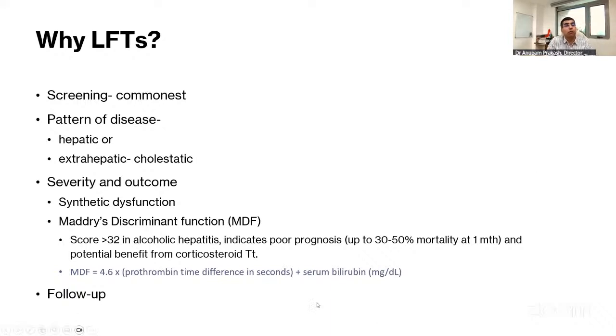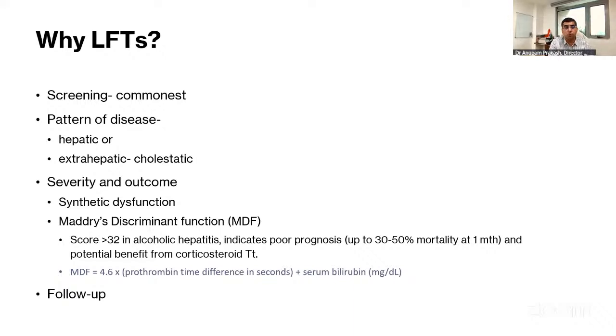The other thing, when you think that LFT should be ordered, is when you want to assess the severity or try to prognosticate the patient, so the outcome of the disease. Some things I have just written: the synthetic dysfunction and the Maddrey's discriminant function. When we talk of outcome, we all understand that a score of more than 32 in alcoholic hepatitis indicates a poor prognosis. This poor prognosis is a mortality of 30 to 50% at 1 month. That is the thing that we can all identify.